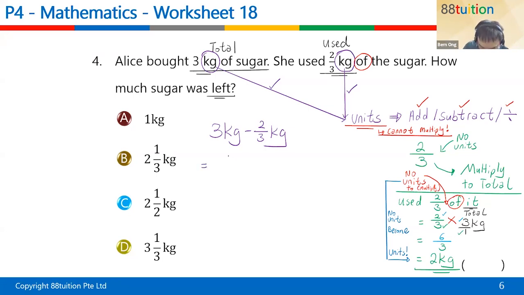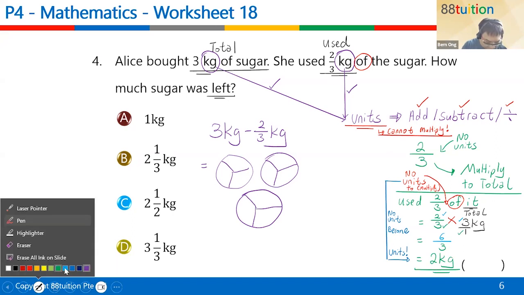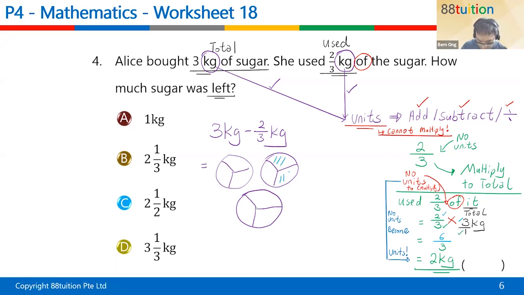So 3 kg is like 3 wholes like that. You are taking 3 kg minus 2/3, which means each of these is split up into 3 parts like that. If you minus 2/3, it means this part and this part are gone.